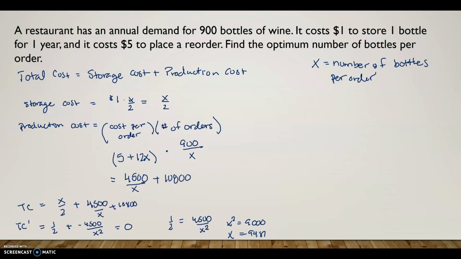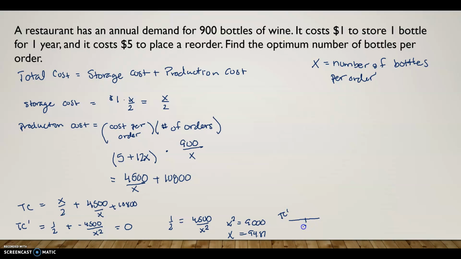Now I can't really have 0.87 of a wine bottle. Okay, so you're going to kind of have to look at the numbers surrounding it. So 94 and 95. And if I plug these into the cost, okay, I can see which one has a lower overall cost. The other thing I want to do is make sure that this is in fact a minimum and not a maximum. So I'm making a little number line just to finish this up.